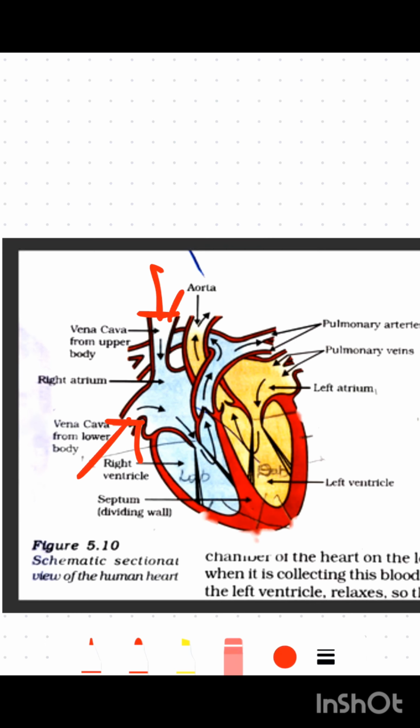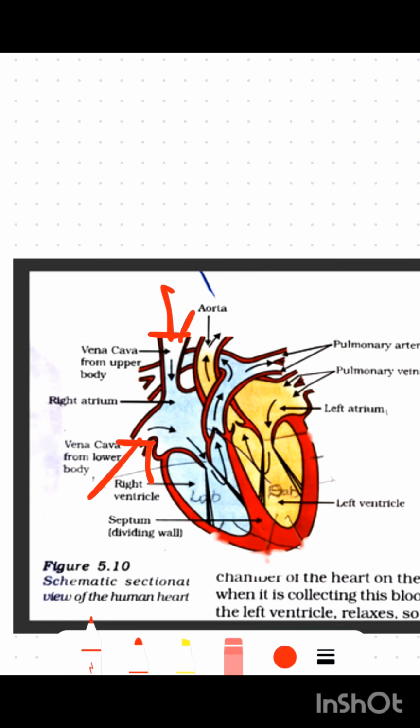Okay. So after entering the right atrium, obviously it will go towards the right ventricle, right? Blood will move from the right atrium to the right ventricle. After entering the right ventricle, it should move towards the pulmonary artery. So see, like this. Whenever the blood is in the right ventricle, that is impure, deoxygenated blood, obviously there is a chance of backward movement of the blood, right? See, there is a chance of backward movement of the blood like this.